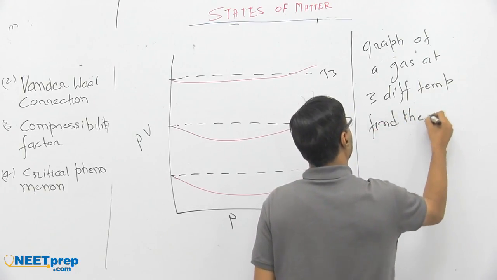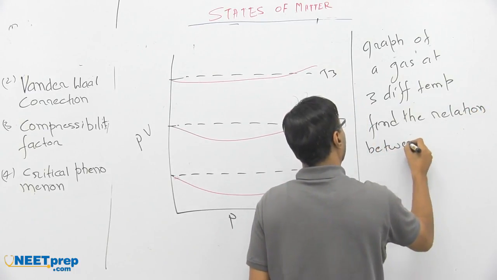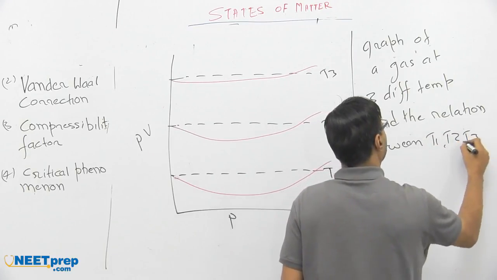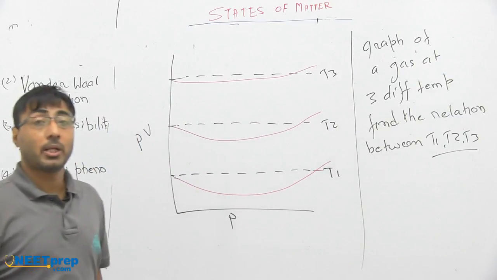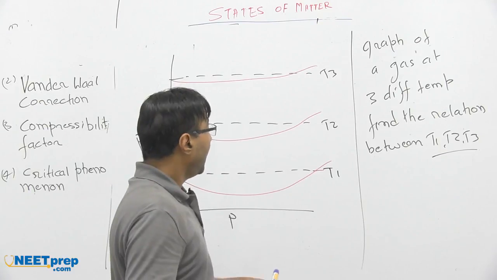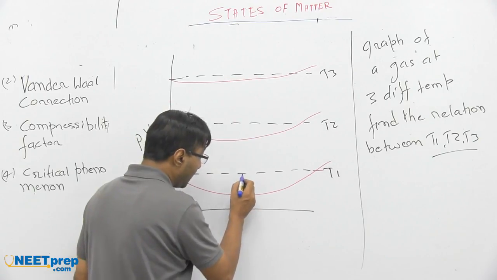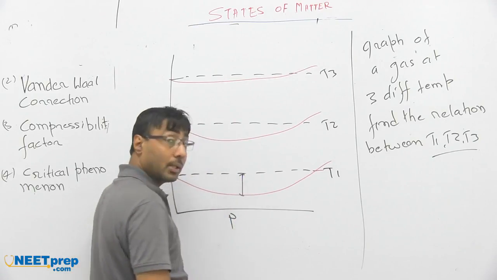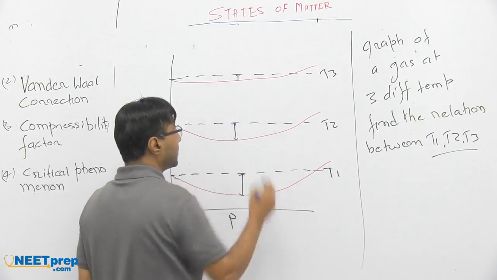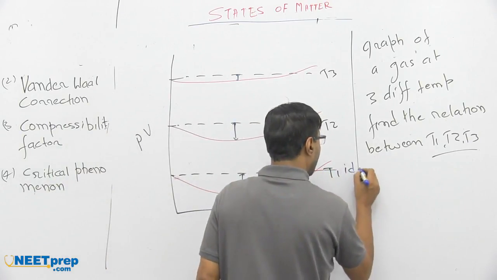Find the relation between T1, T2 and T3. So here only one gas is there and they are having different behavior in the different temperature zone. Find out where the dip is maximum. Dip is maximum in case of A, then B, and this one is very less. This line is for ideal gas.